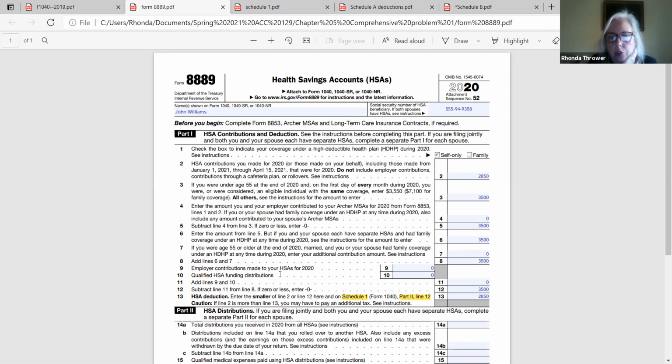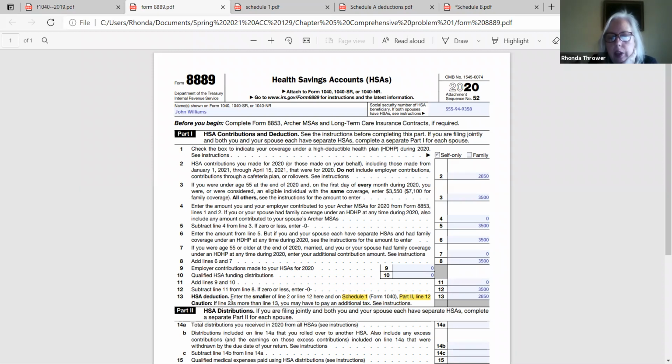The employer contributions was nothing. HSA funding was nothing. You're going to add there were no distributions. In other words, they didn't tell us about that in this problem. We're going to add lines 9 and 10 together, which is 0. You're going to subtract 11 from 8, and that leaves you with 3,500.